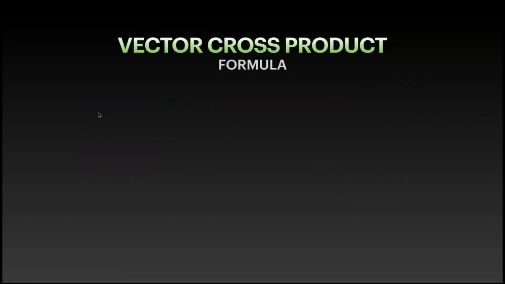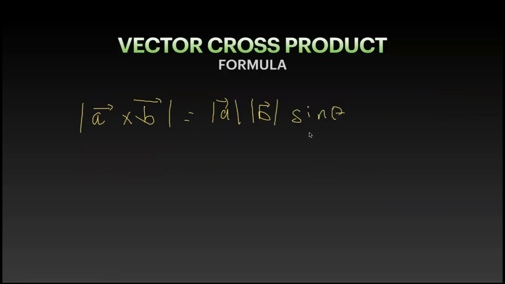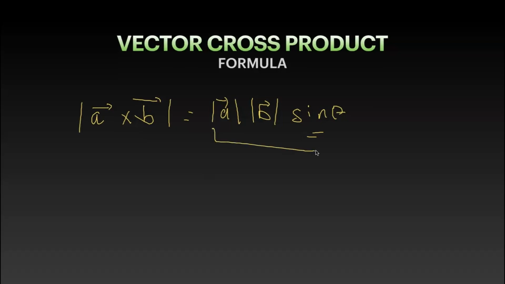Okay. You have one more formula. The magnitude of A cross B is equal to magnitude of A times magnitude of B times sine of the angle between them. Remember, this is mod of A cross B, which is the magnitude of A cross B. A cross B is a vector, and the magnitude of that vector is equal to this.